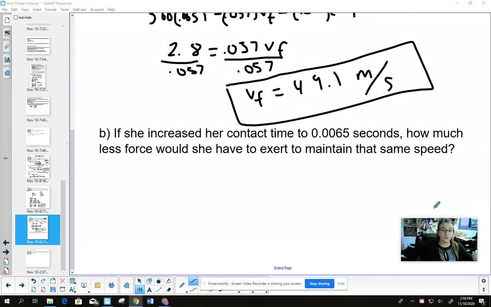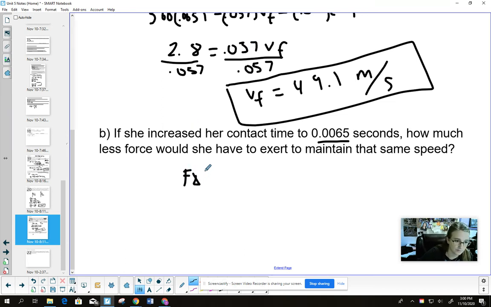So basically, if you can get a bigger contact time, you can actually exert less force and keep the same speed. That means you're having to use less energy, right? You're not going to get as tired as fast. So a greater contact time, less force with still the same speed. So that's what this question is saying. If instead her contact time was increased to 0.0065, we want to know, in order to maintain this speed, how much less force would she have to exert? So we're going to find the new force. And then we can say how much less force. So we're going to start here.